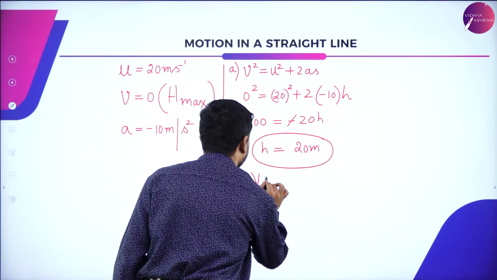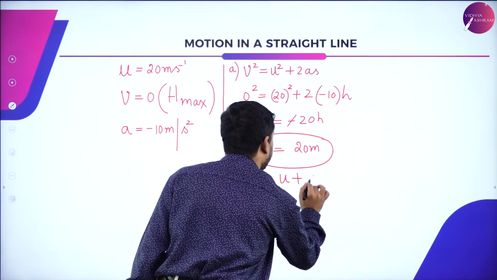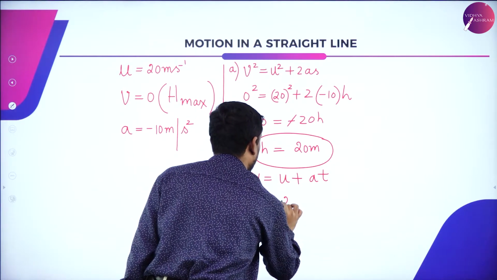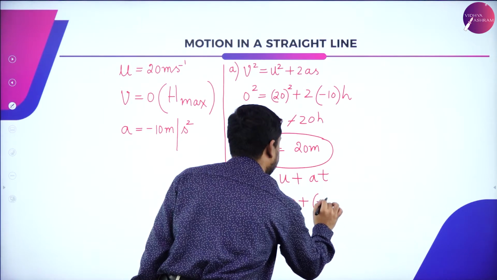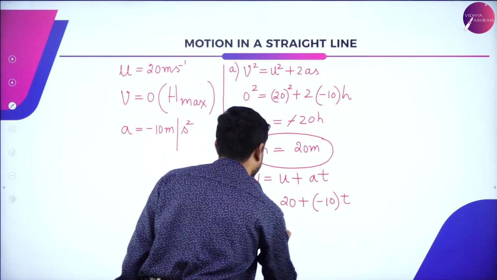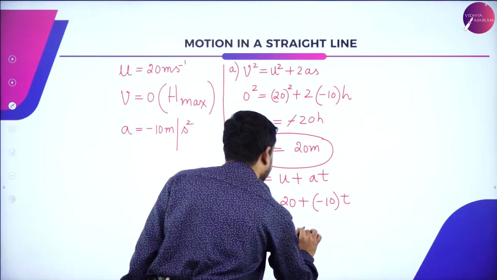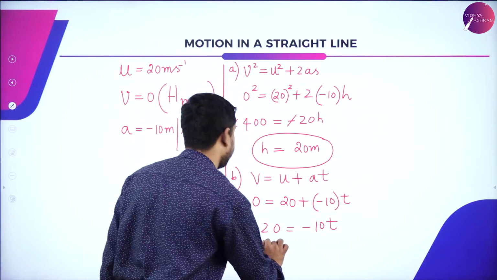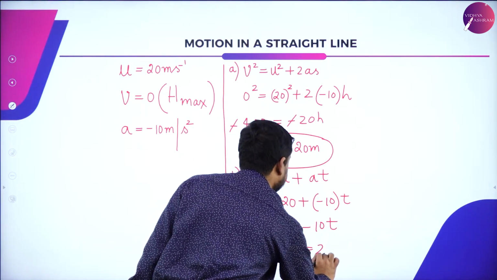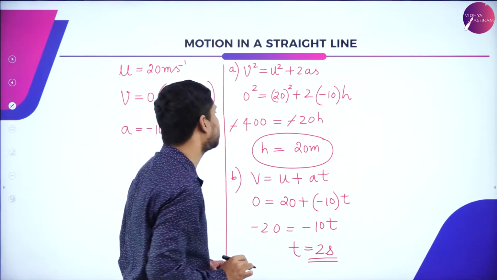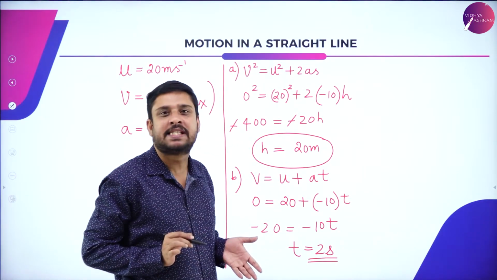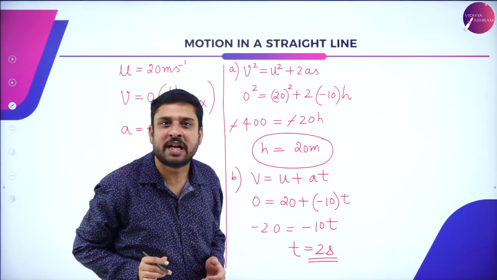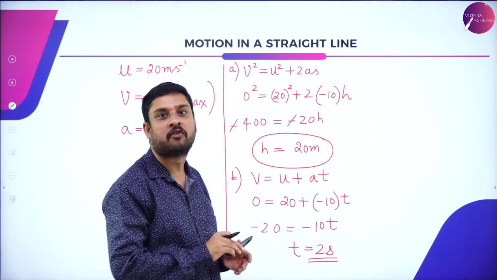Again, time: V equals U plus AT. 0 equals 20 plus minus 10T. So minus 20, minus gets cancelled. On simplification, T turns out to be 2 seconds. So easily again, by using the equations of motion, I have been able to simplify the first 2 parts of the question.